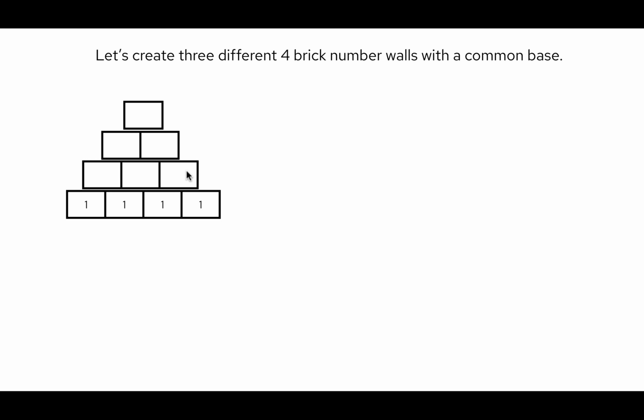In order to find the next row, we have to add the bricks together. So 1 plus 1 is 2, 1 plus 1 is 2, and 1 plus 1 is 2. And then for the next one, 2 plus 2 is 4, 2 plus 2 is 4. And for the top, it's the sum of the 4s, which is 8.